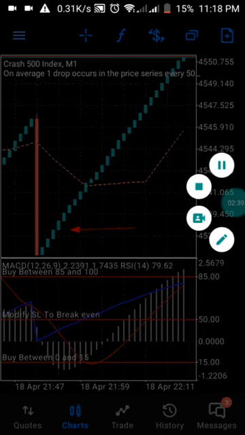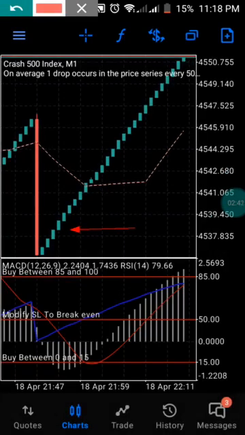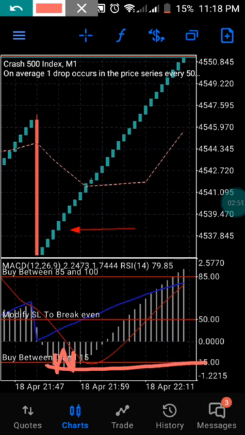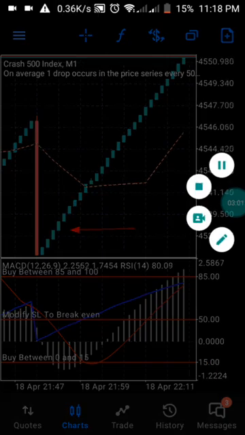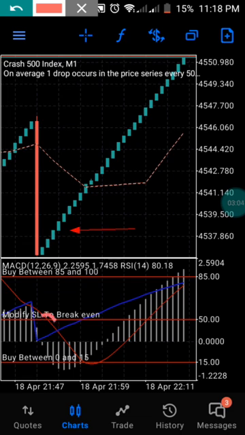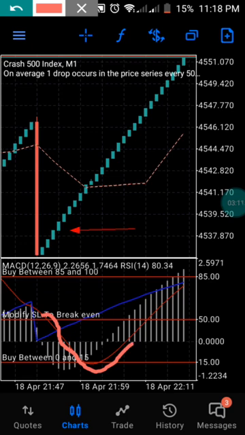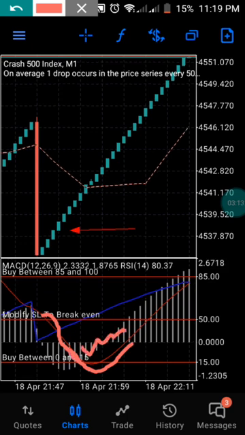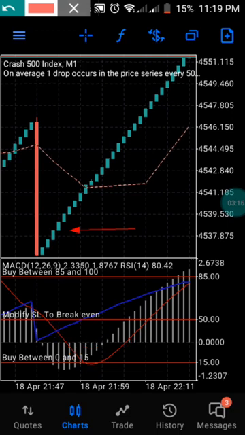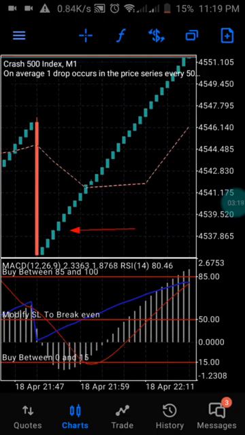The first thing you need to analyze is to identify this histogram moving on the 15 level. Once you can confirm that your histogram is moving on the 15 level on Crash 1000 and Crash 500, that is your first confirmation. The second confirmation is that your red line, which I call the MACD 9, is going to cross above the histogram. Once it crosses above the histogram, that is the right time for you to take up your trade.